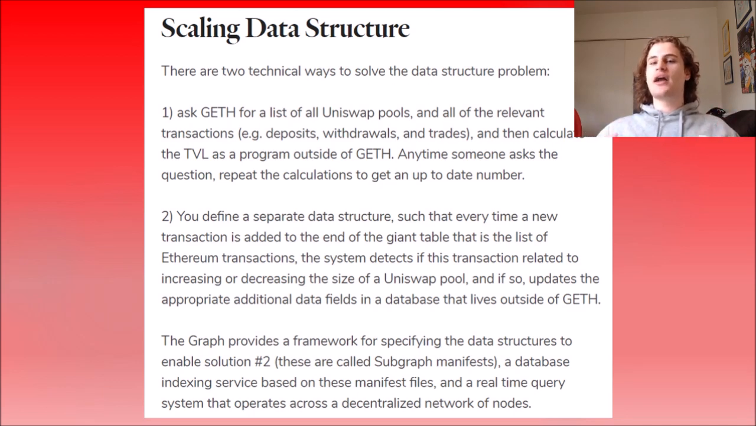Now, the first one is where you would ask Go Ethereum for a list of all of the Uniswap pools. And then once you've done this, you would calculate all of the relevant transactions, calculate all of the relevant total value locked, and look through everything all yourself. Now, this is very difficult to do, and the first way is a bit unsustainable.